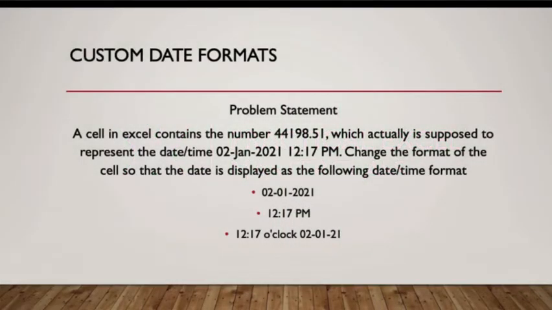In this lecture, we are going to be working with custom date formats. So a cell in Excel contains the number 44,198.51, which actually is supposed to represent the date time 2nd of January 2021, 12:17 p.m. We are required to change the format of the cell so that the date is displayed as the following date time formats. There are three formats that have been given here.